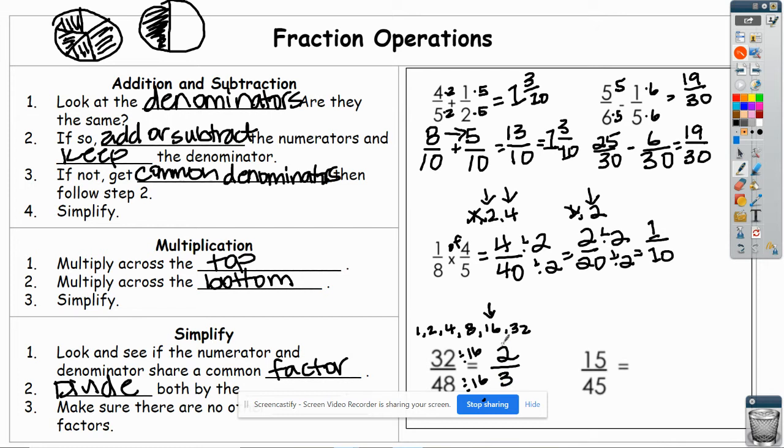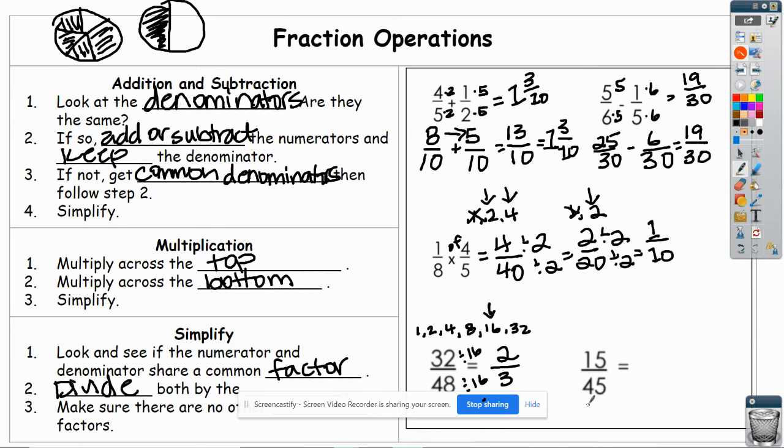Now again, just like we did on the problem before, if you had not thought about 16 as a common factor for 32 and 48, you could have started dividing by 2, 4, or 8, and then just kept reducing until you got down to 2/3. But when you use the greatest common factor that they share, you have less steps in your simplifying, okay?